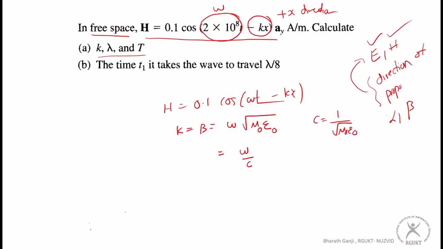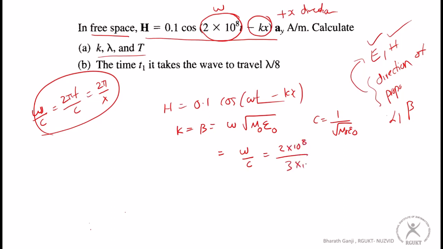So I can calculate c here, but you can see omega by c can be written as 2 pi f by c, or this is nothing but 2 pi by lambda. Okay, so first of all, keep aside this relationship. We'll see what is omega by c. Omega is 2 into 10 to the power of 8 divided by 3 into 10 to the power of 8, right? So you get an answer like k equal to 0.667 radians per meter.